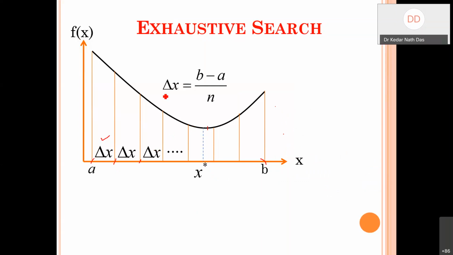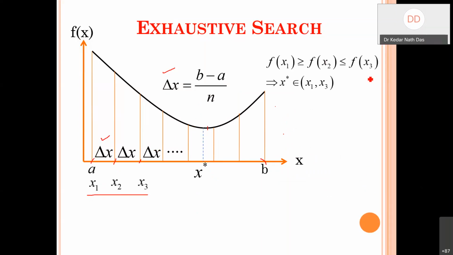Now, after finding this delta x, you have to keep on adding it. Initially, you assume that the first three points are x1, x2, and x3. Then, if the function value at x2 is less than both the function values at x3 and x1, then x star always lies between x1 and x3, because we can make a bracket and the rest of the part can be omitted automatically. So the search space is going to be reduced much.